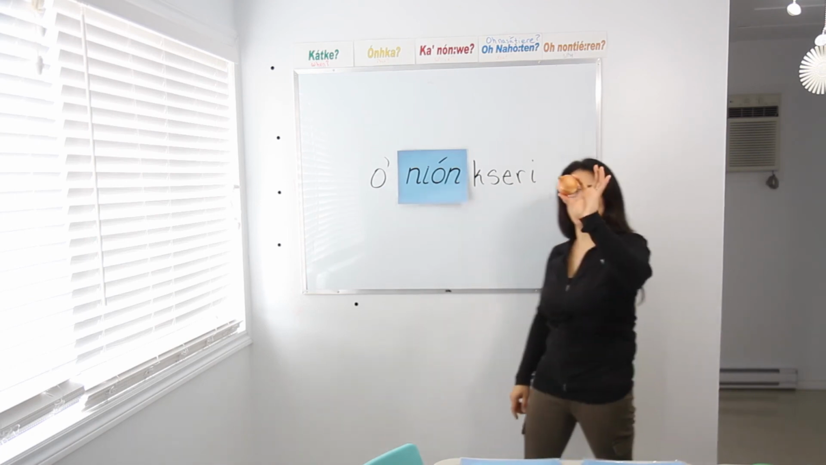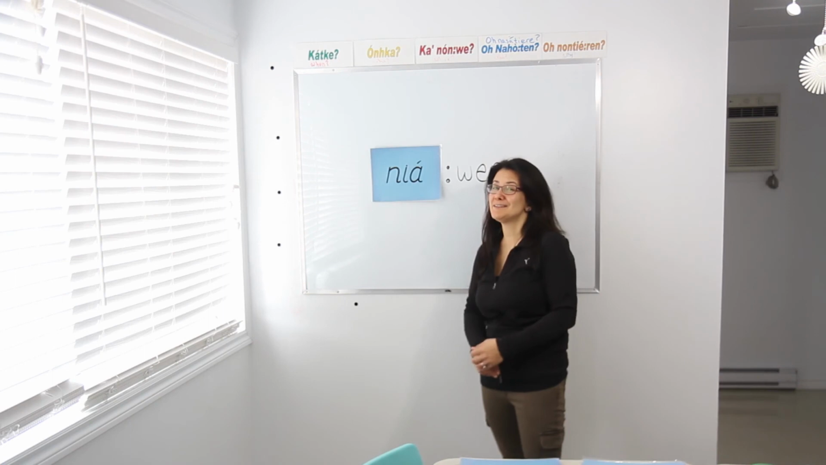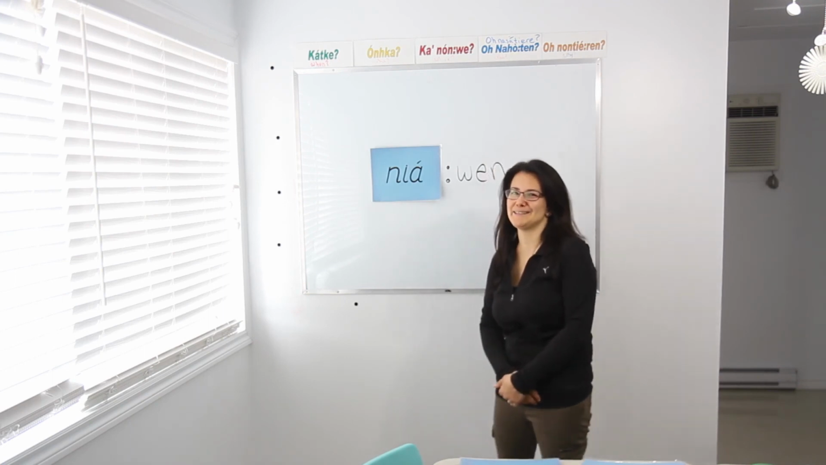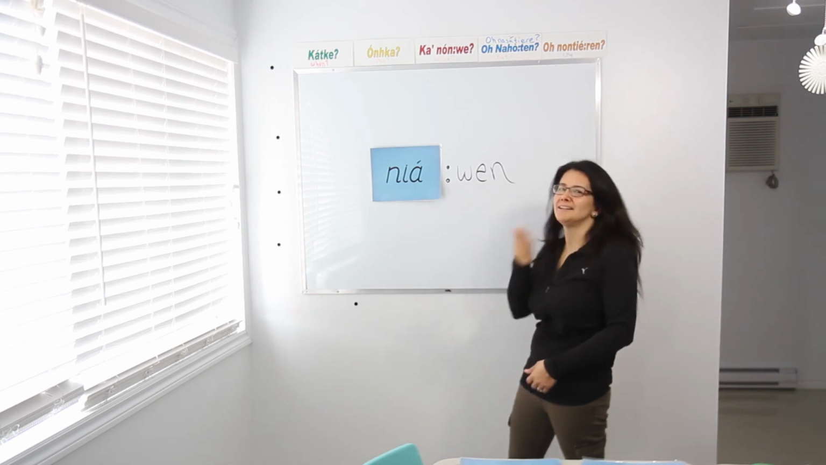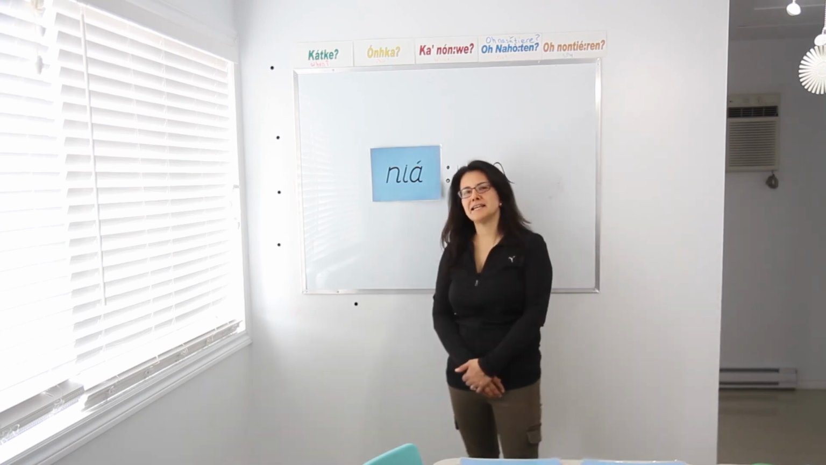O-nyuk-seri. Let's add in one more word using the sounds from the second sounds chart. Nyawa. Nyawa. Join us next time for our 4th lesson when we'll be looking at the 3rd sounds chart.